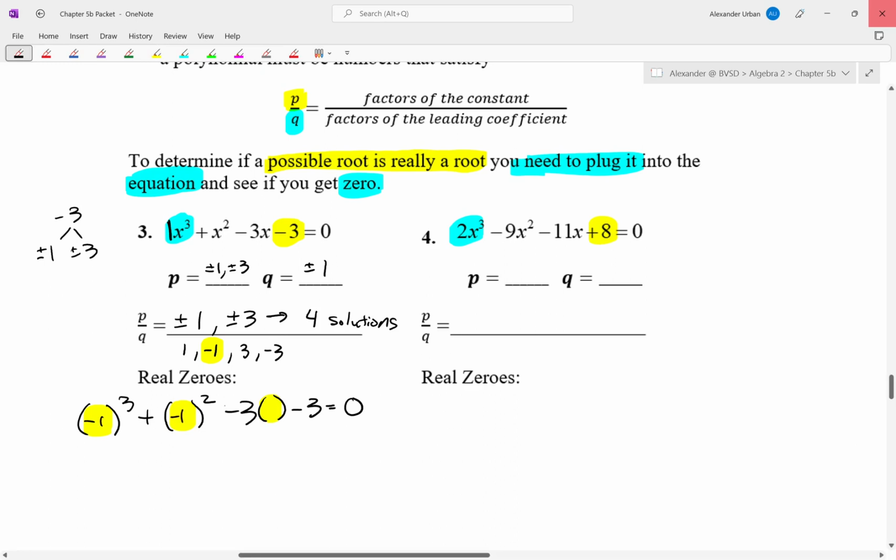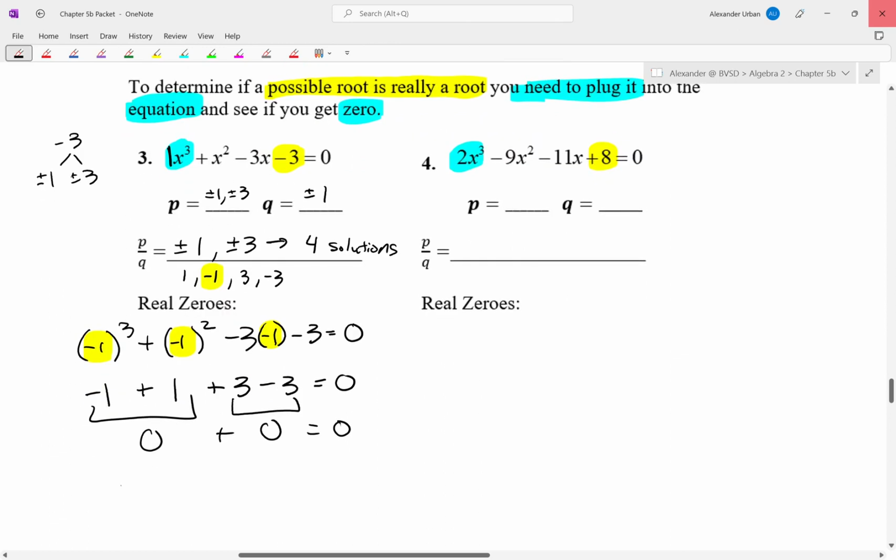-1, -1, -1. I'm going to use my math skills. So -1 cubed is -1, plus -1 squared, which is 1. -3 times -1 is +3, minus 3. And is this equal to 0? I think so. This is 0 plus another 0, and that's equal to 0. So -1 is a root, or a factor, right? It's something that works here. And we can use this in a multitude of ways.